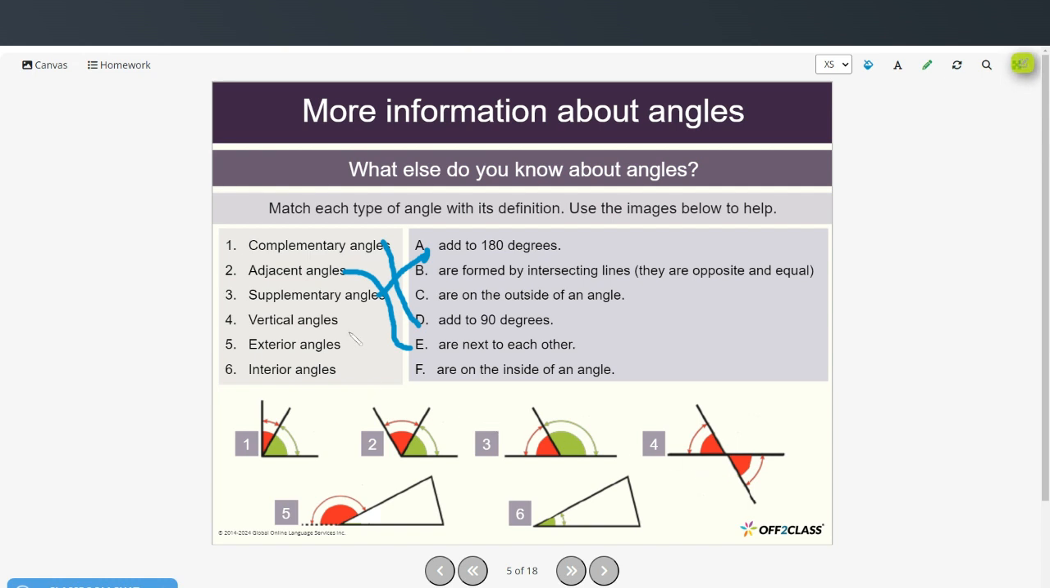Vertical angles, that's B, are formed by intersecting lines. They are opposite and equal. So intersecting lines, opposite and equal. Number 5, exterior angles are on the outside of an angle. So that would be number 5. And interior angles are on the inside of an angle. So number 6.